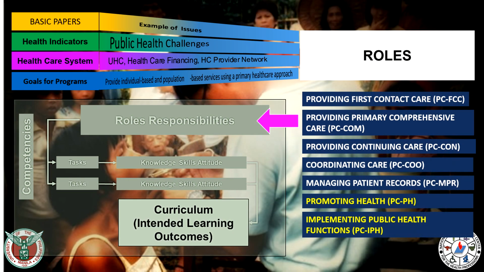For example, in terms of primary care, there are about seven primary health care roles, from providing first contact care, providing primary care, providing continuing care, coordinating care, managing patient records, promoting health, to implementing public health functions. The acronyms are there. So if they are to be able to perform these roles, what responsibilities should they do first, right?